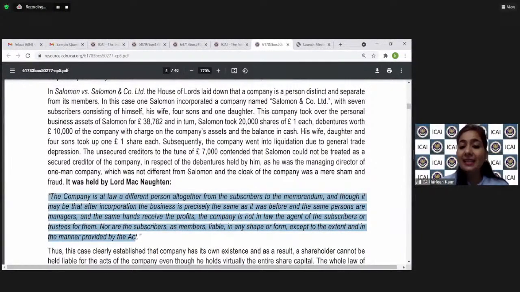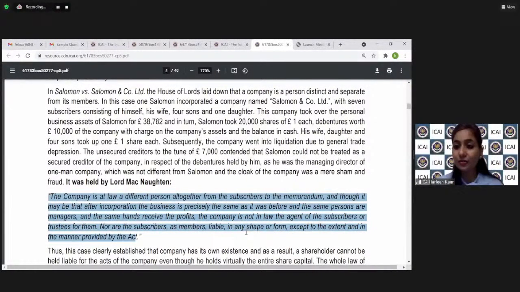It says precisely, though in the corporation the business is precisely the same, the persons are also the same, and the same hands are receiving the profits, but the company is not the agent of the subscribers. You all just told me that it is not mutual agency, so I also agree that it is not mutual agency. So neither are shareholders liable for the company's work, nor is the company liable. So in return, in Salomon versus Salomon and Company Limited, Salomon won the case, and it was held that Salomon is different from the company. Therefore, being a secured creditor, his money should be paid off, and nothing was given to the unsecured creditors.